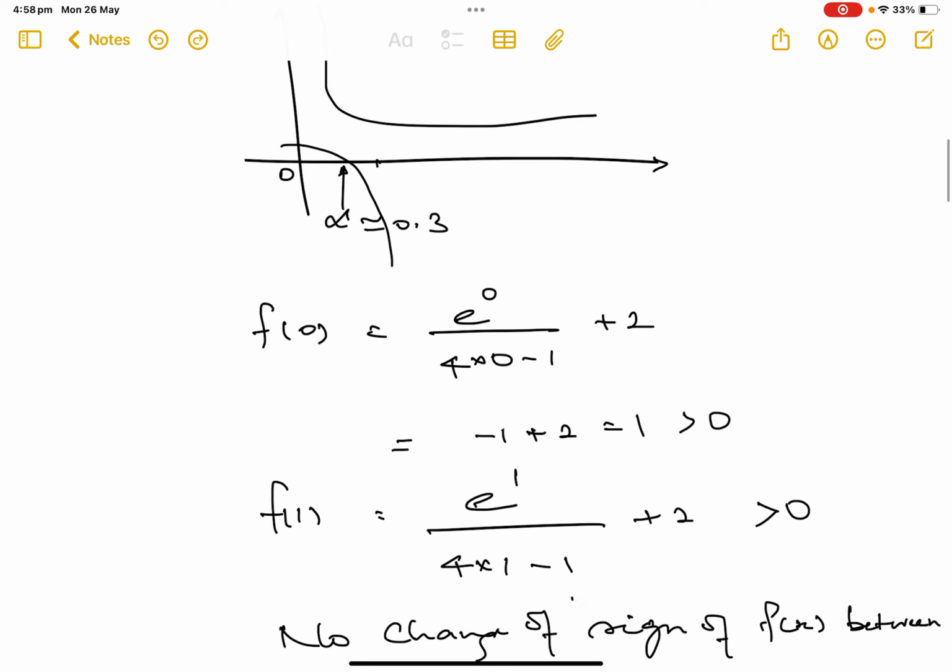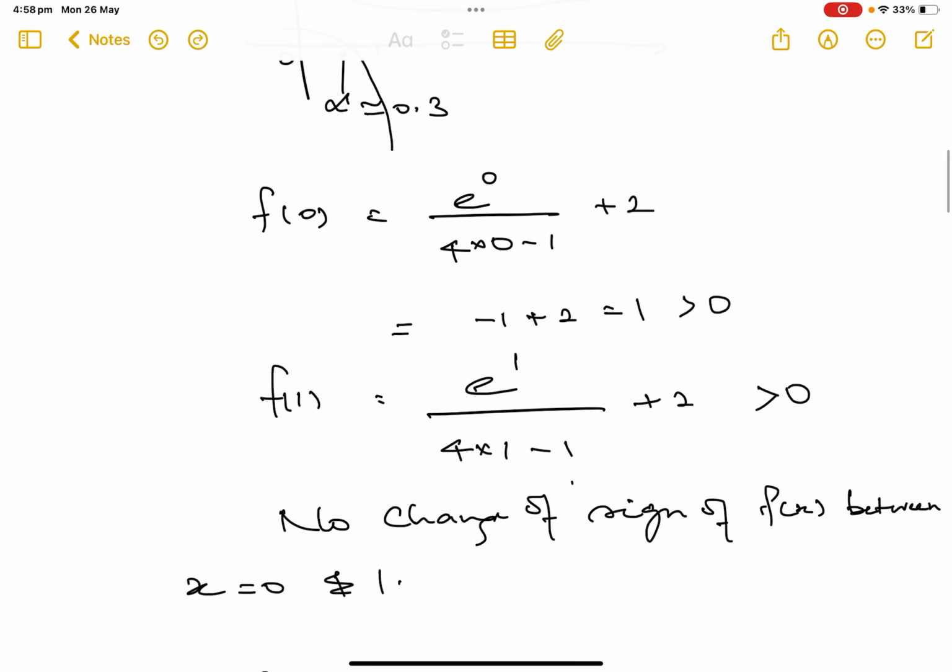What we need to do: the sign change will not locate alpha. There are two values given, so we need to find the sign of each given value, and if the sign changes, it will locate the root. The given values are 0 and 1. So f(0) is e to the power 0 divided by 4 times 0 minus 1, plus 2. That is minus 1 plus 2, equal plus 1. That is greater than 0.